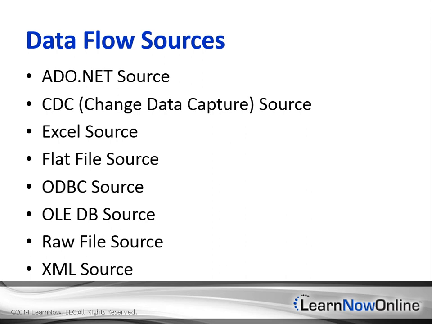Now, most data flow sources require an underlying connection manager in order to supply access to the data source. The connection manager stores the information about how to connect to the source, such as a connection string for a relational database, or a physical path to the text file, as well as the name of the file. And you can also include some other configuration information about how to access the data.